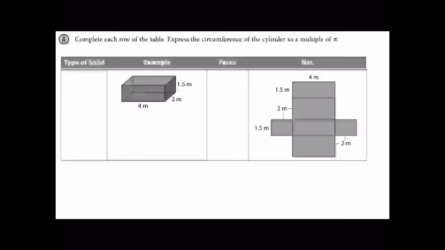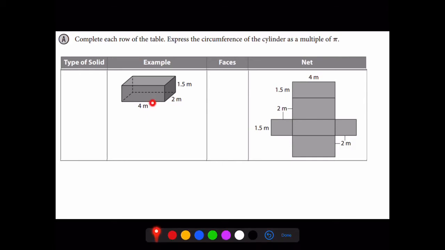So, complete each row of the table. Express the circumference of the cylinder as a multiple of pi. If we deal with the cylinder, we're going to be dealing with pi. If I look at this first one, we have this object right here, and we need to list the type of solid it is, so we need to give this a name. We need to either draw an example or write an example if they don't give us one. We need to count the number of faces, and we need to create a net, which they give us on this one. So first off, let's think about what type of solid this is.